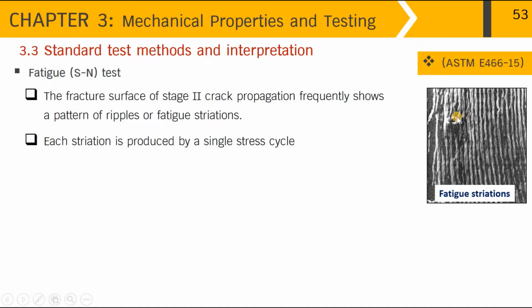The fatigue striation shows how fast the fatigue crack will grow and also the direction of the fatigue crack. And from this picture, we can see that the fatigue crack direction is normal to the fatigue striation. That means the fatigue crack advances from the left to the right. Each striation is produced by a single stress cycle. And what does it mean by a single stress cycle?